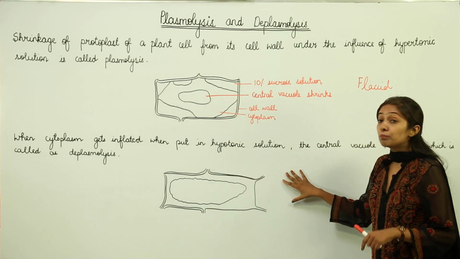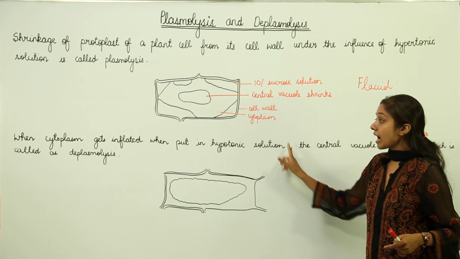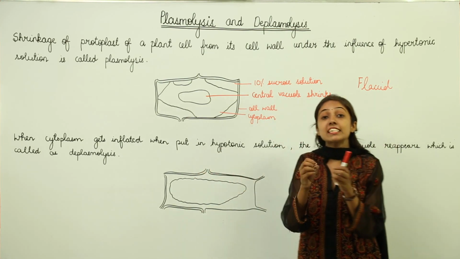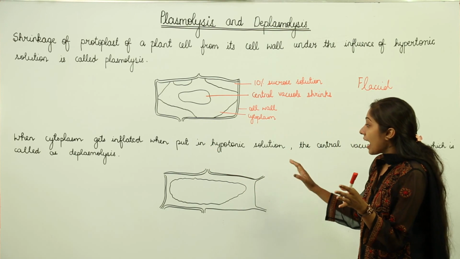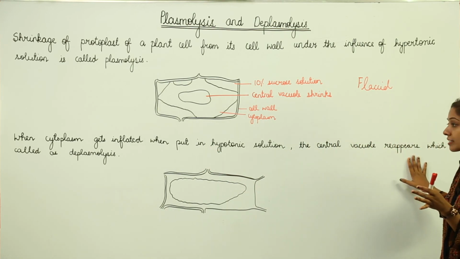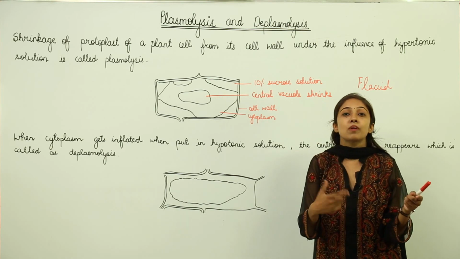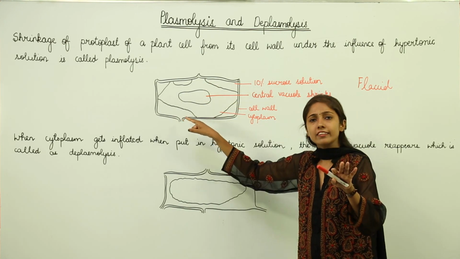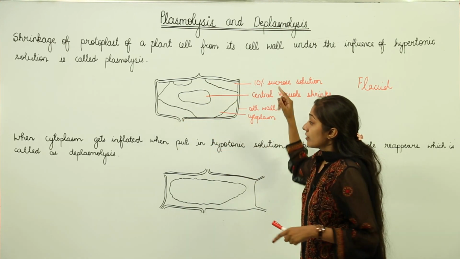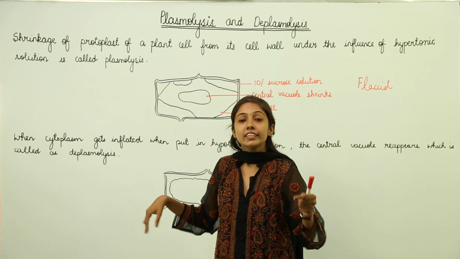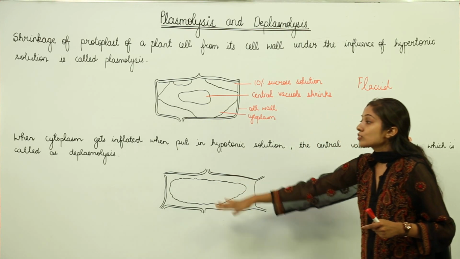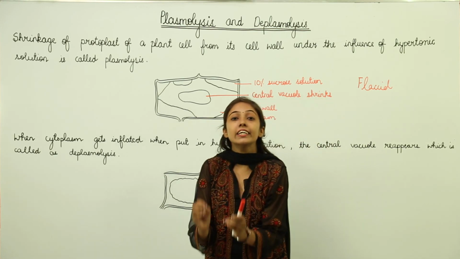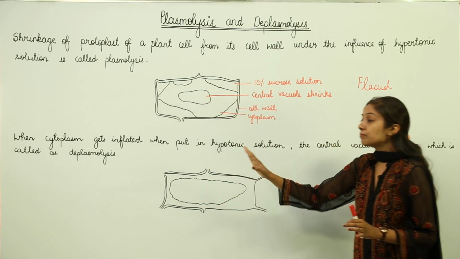So, what happens when you place that leaf into water, means a hypotonic solution? The cytoplasm is going to get inflated, it is going to get distended, more clearly you can say, and the central vacuole reappears, and this process is known as deplasmolysis. When you put the same cell, or the section of the leaf, into water, means a hypotonic solution, then again the central vacuole is going to appear and the cell is going to be in a fully distended state, and this is known as deplasmolysis.